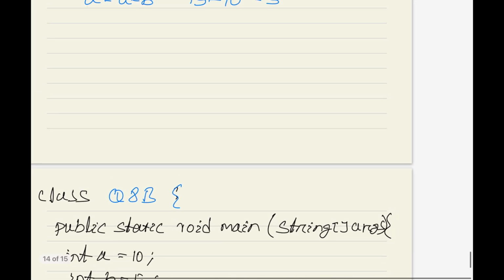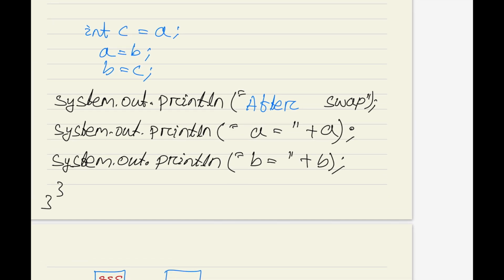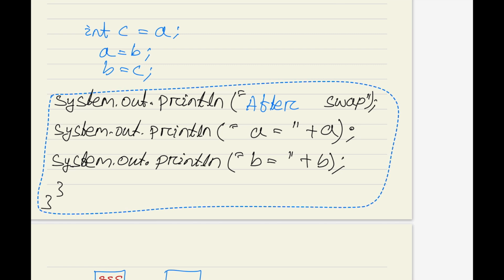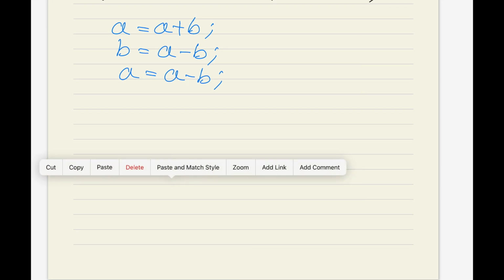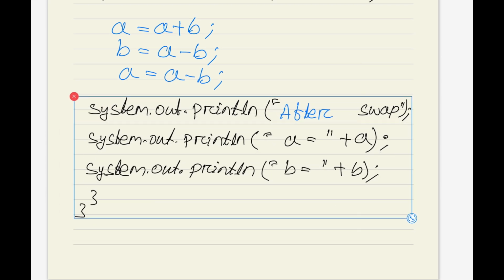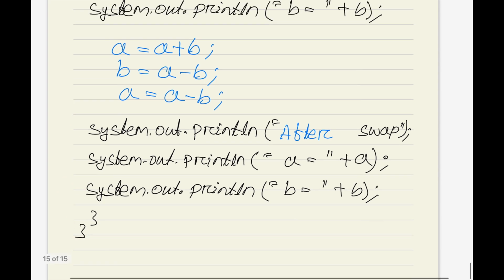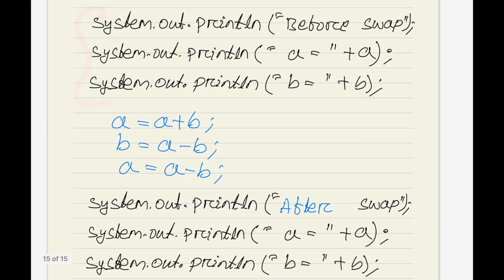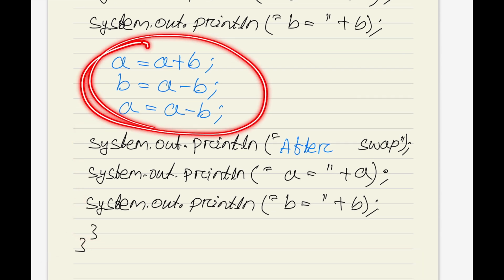For that we can use these statements. Copy, paste. Okay. So these are for printing the values of A and B. This is for printing the values of A and B before swap. This is for after swap. So here the swapping is done.